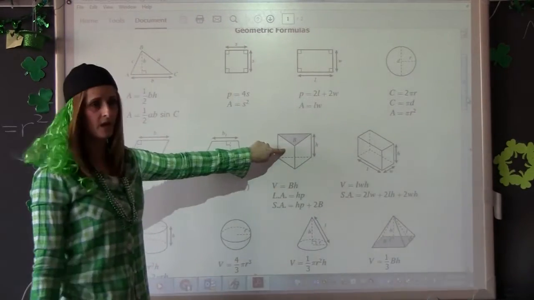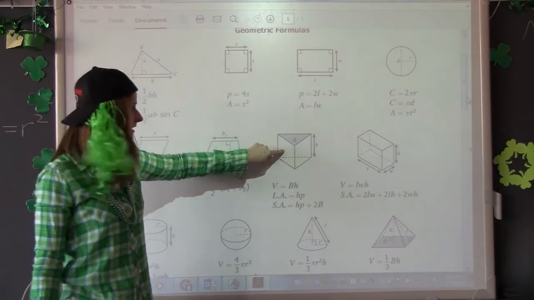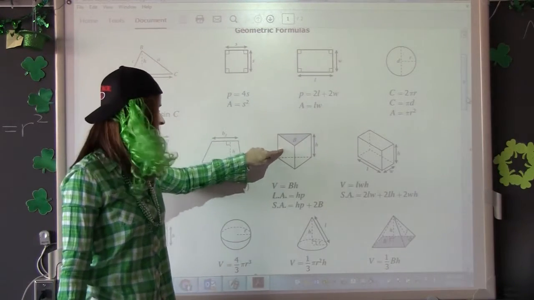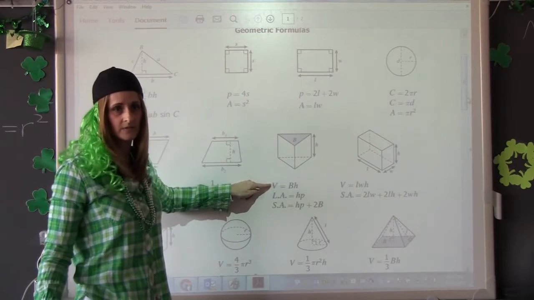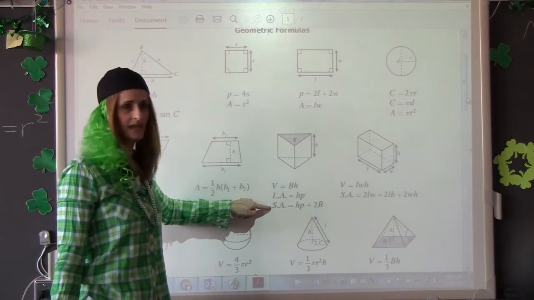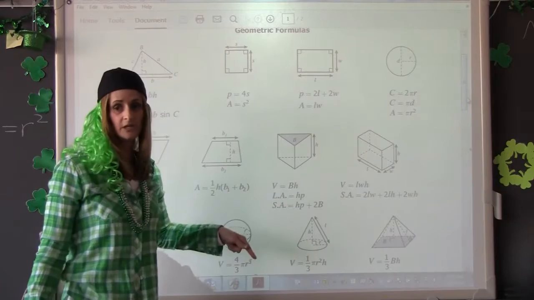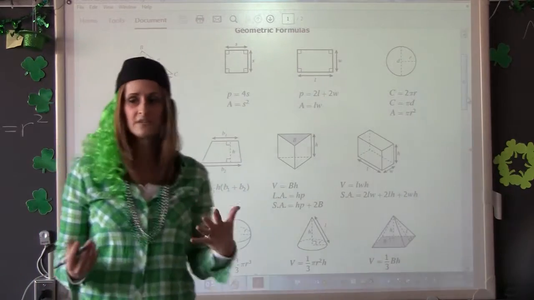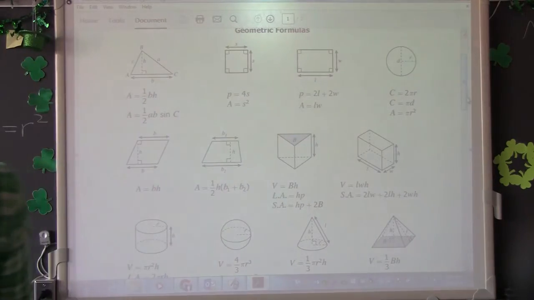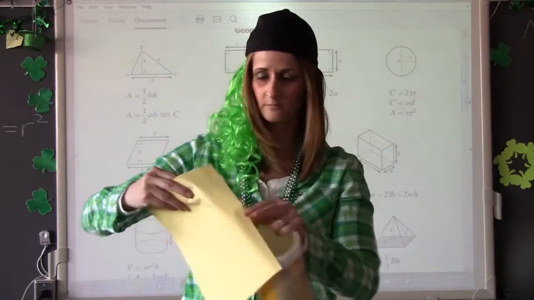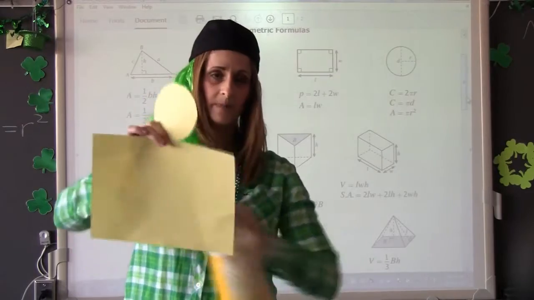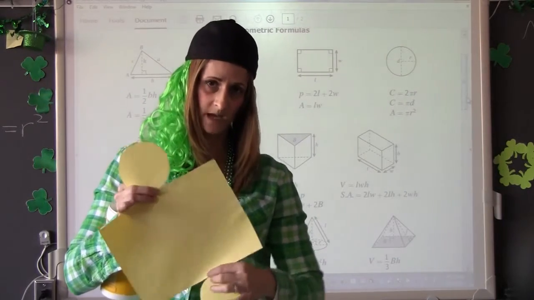For instance, what's this called? Rectangular triangular prism. We've got V, that's obviously volume, LA and SA. Okay, lateral area and surface area. The only difference between lateral area and surface area is that surface area includes the top and the bottom, and the lateral area is only the sides.